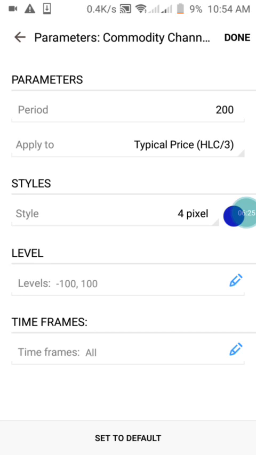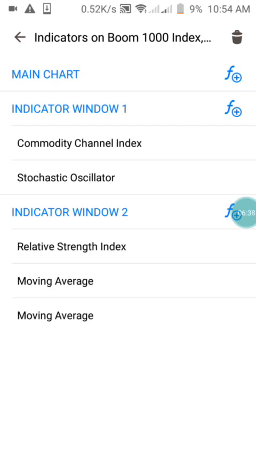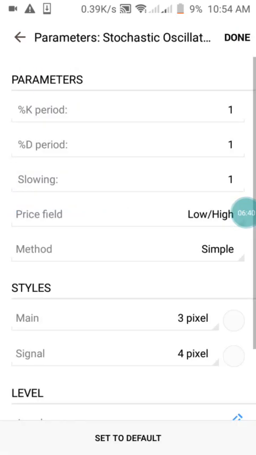Then we have 2 levels, which are always permanent, but if you don't find them when you are setting up your own strategy, make sure you put this negative and positive figure. Then you press on done. Then we have the stochastic oscillator, which gives us access to accommodate the commodity channel index. We have the K period of 1, we have the D period of 1, we have the slowing of 1, we have the price field of low/high, and we have the method of simple.